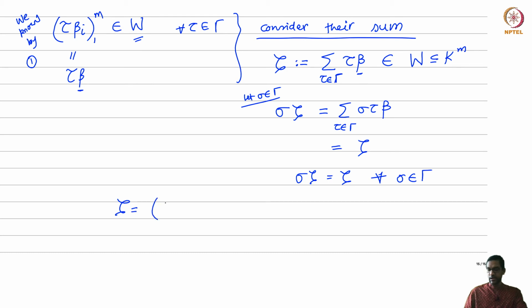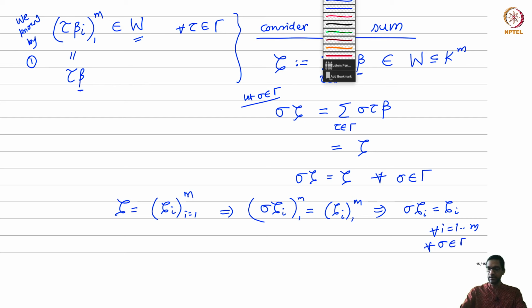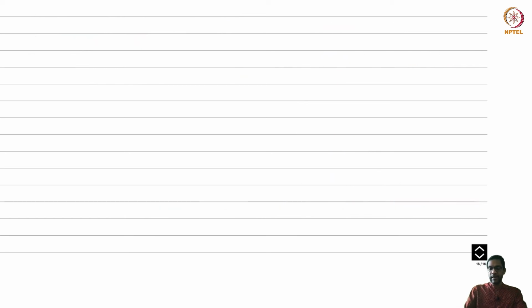So what does that mean? If I write zeta as zeta i, i equals 1 to m, this m-tuple, then applying sigma to these components, the m-tuple sigma zeta i coincides with zeta i. It means that each of the components, when I apply sigma to zeta i, I get zeta i, for all i equal to 1 to m. This is true for all sigma in gamma. Okay, so now we stare at this last equation here. It says that the zeta i's are fixed by every element of gamma. They are elements of K, but they are fixed by every element of gamma. In other words, the zeta i's are all in the fixed field of gamma. This is true for all i equals 1 to m, but the fixed field is exactly what we are calling F.